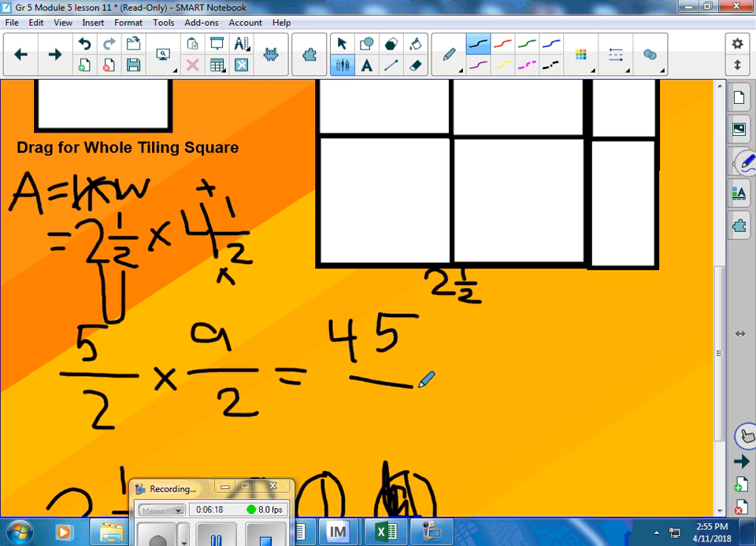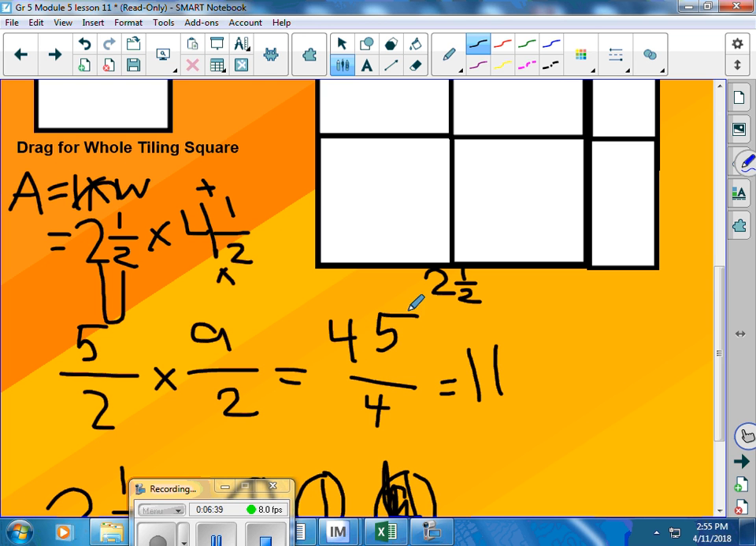And 2 times 2 equals 4. So now I could do this a couple ways. I can say how many times does 4 go into 45? That would be 11, because 11 times 4 equals 44.